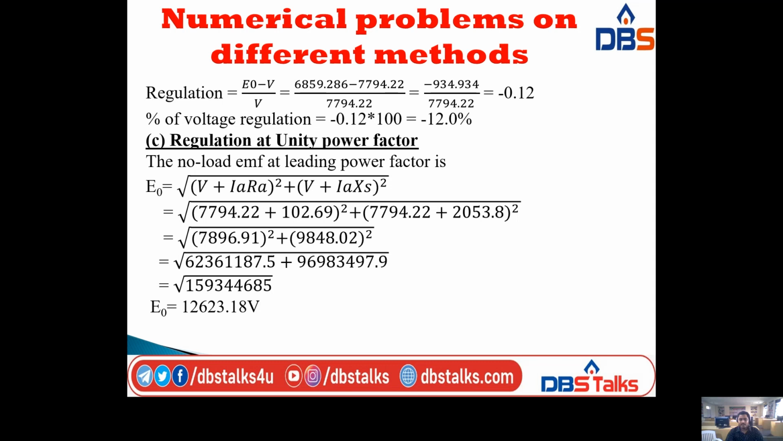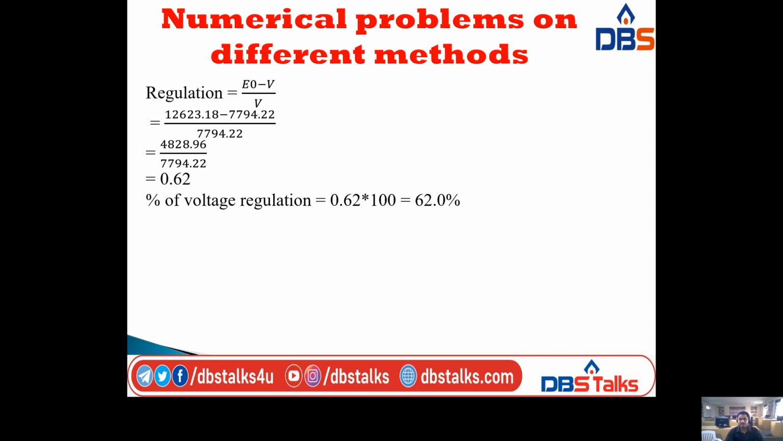12,623.18 volts, and at this unity power factor, we have to calculate the regulation. So you know the formula, that is regulation is equal to (E naught minus V) by V. So here the E naught value at unity power factor is 12,623.18 minus full load voltage 7794.22, divided by 7794.22. After simplifying this one, we have 0.62 as the voltage regulation at unity power factor.